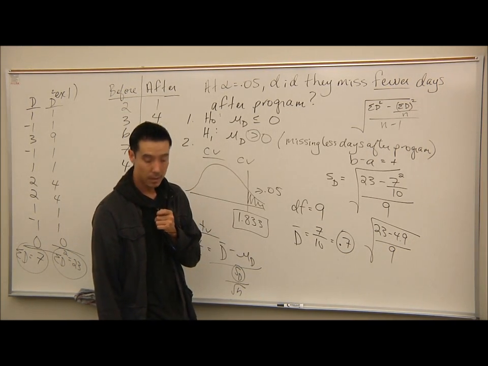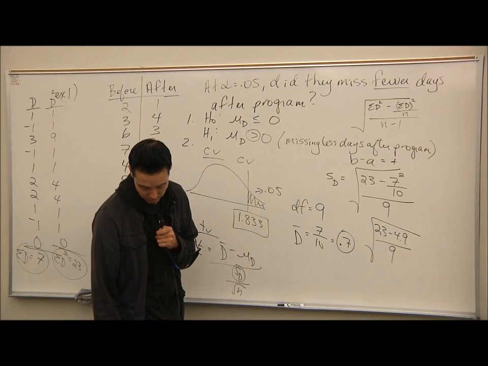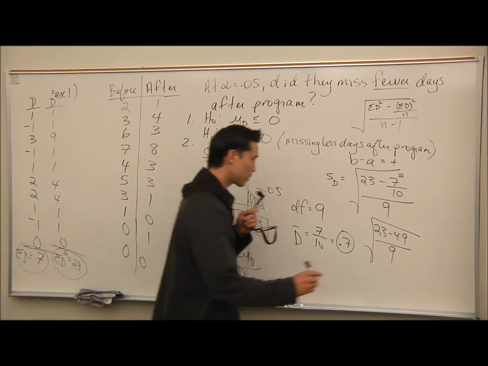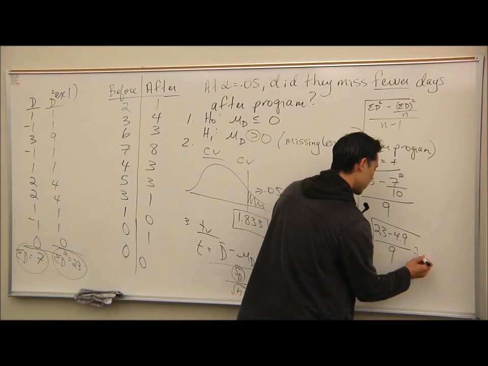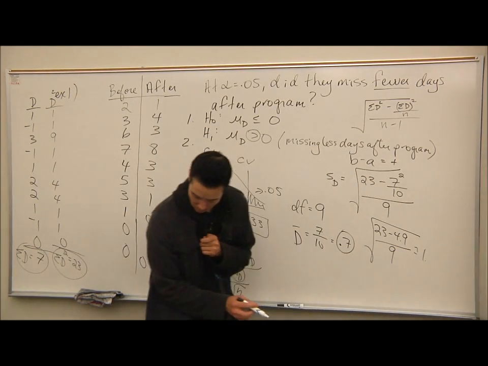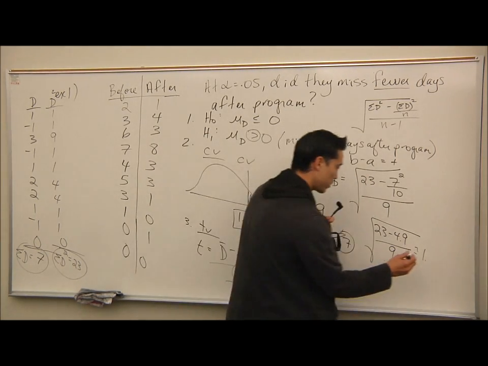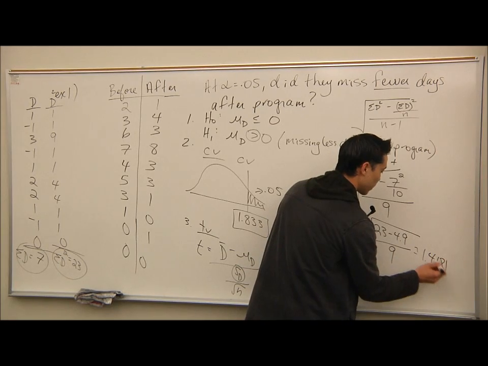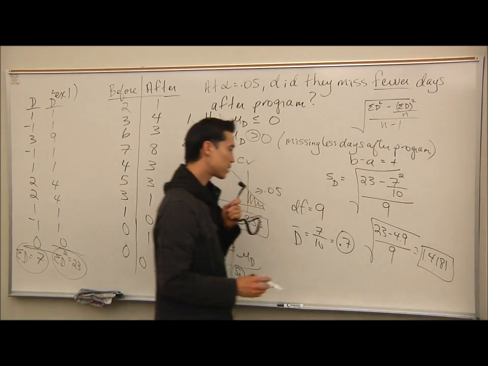$1.41813. Is that what you guys got? Yeah. 1.418136, something around there. So I'll just go 4 decimal places. 1.4181. Okay, so make sure you get something close to that.